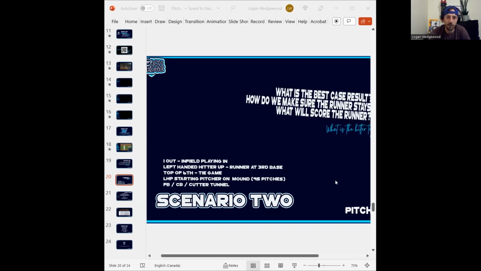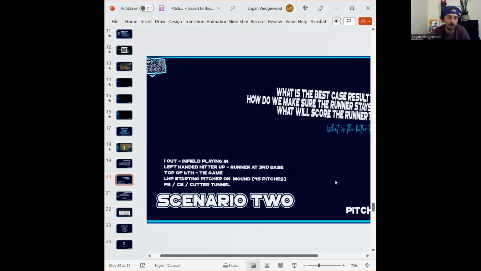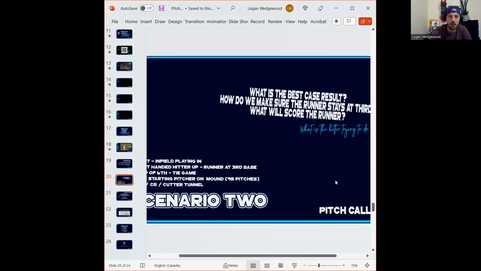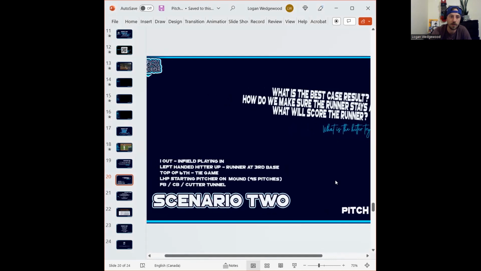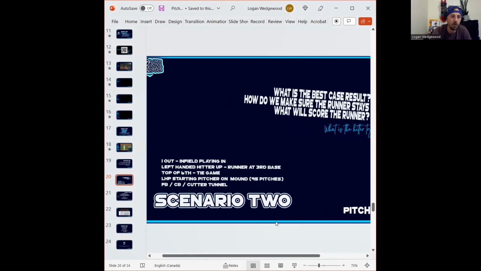Okay, so go ahead and enter it in on there. How will you stop the runner from scoring? How do we make sure the runner stays at third? How do we stop the run from scoring? Right? 1 out, infield in, left-handed hitter up, runner at third base, tie game, top of the 6th, starting pitcher on the mound, fastball, curveball, cutter, tunnel.